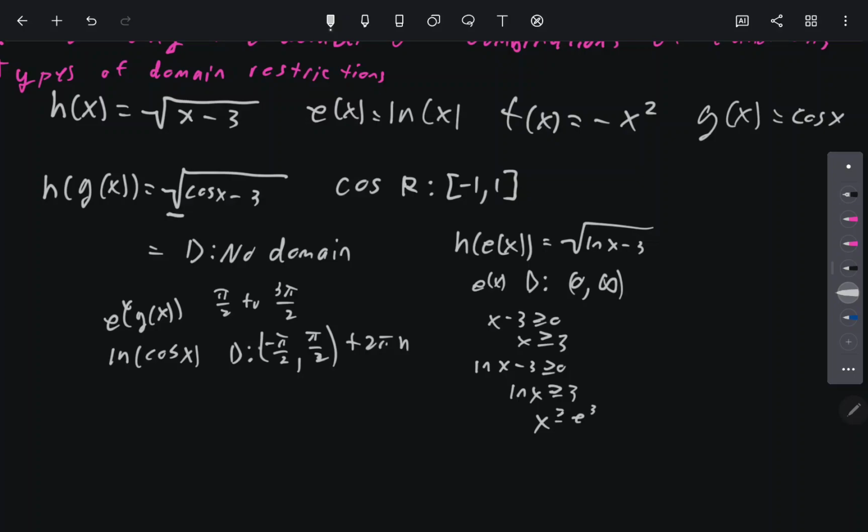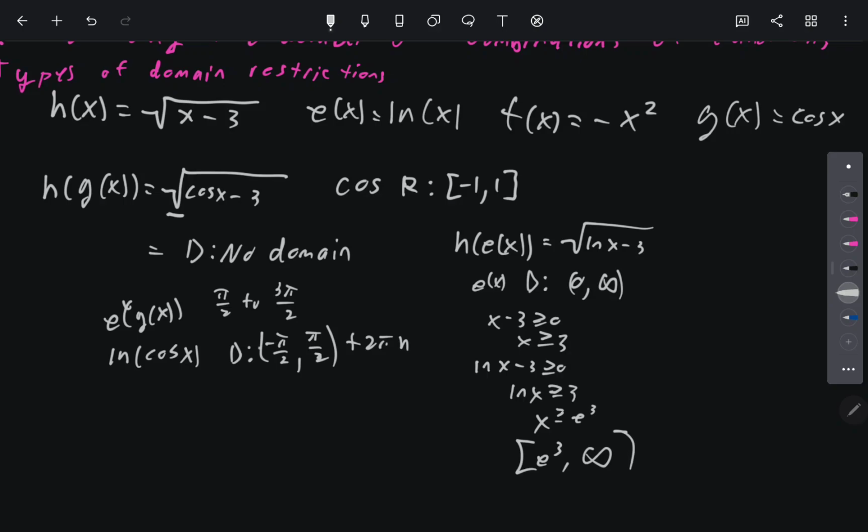So the domain for this function is going to be e to the power of 3 through infinity, including them both. I believe. Yeah. E to the power of 3 as an input would give 3 for an output. Yeah, that would be correct. Kind of strange, isn't it?